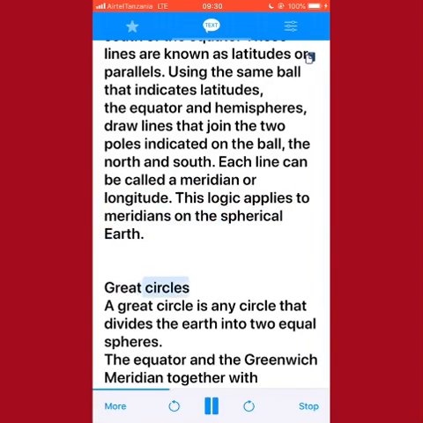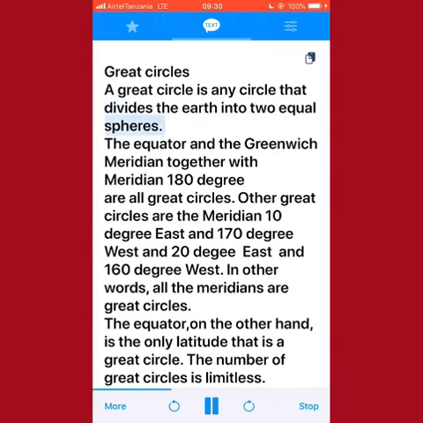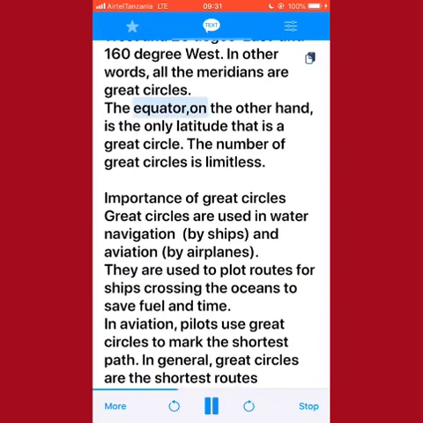Great circles. A great circle is any circle that divides the Earth into two equal spheres. The equator and the Greenwich Meridian, together with meridian 180°, are all great circles. Other great circles are the meridian 10° east and 170° west, and 20° east and 160° west. In other words, all the meridians are great circles. The equator, on the other hand, is the only latitude that is a great circle. The number of great circles is limitless.